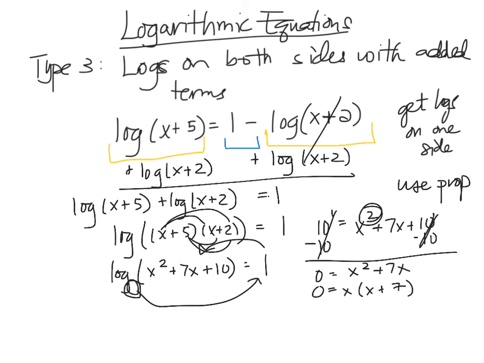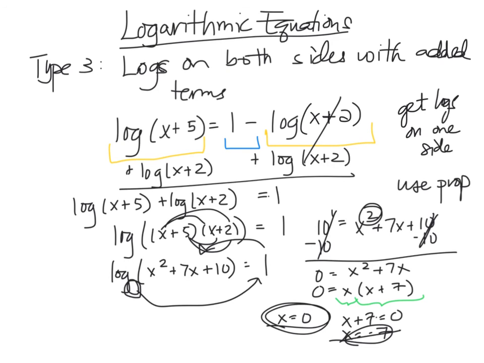So again, we have two quantities, x and x plus 7, set equal to 0. So that means either x equals 0 or x plus 7 equals 0. So x equals 0 or x equals negative 7. And if we plug this in, negative 7 won't work. So x is equal to 0.